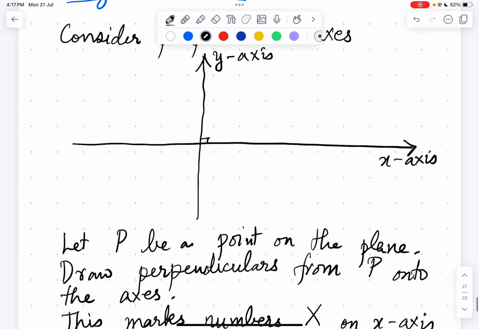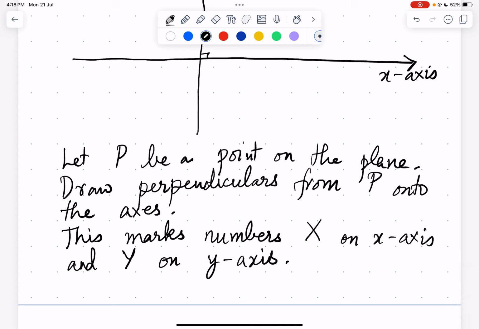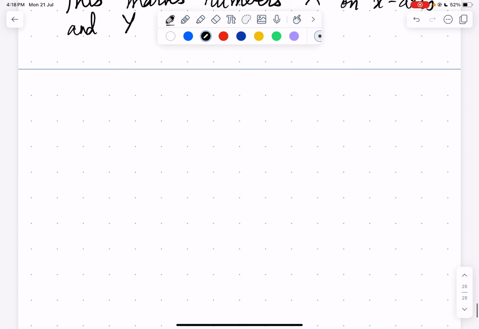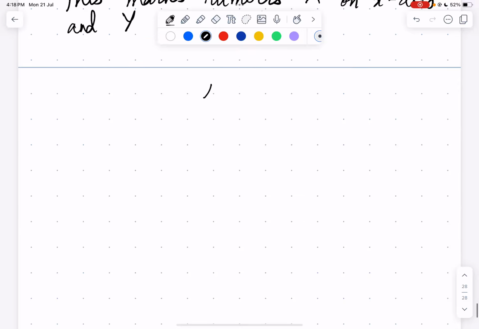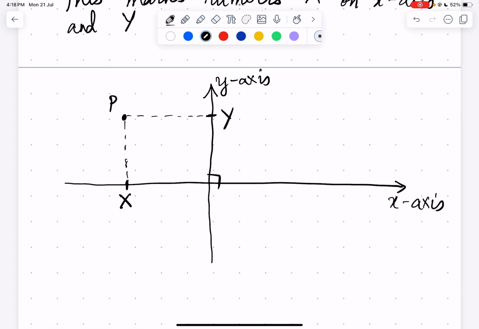So we are considering two perpendicular axes. Let P be any point in the plane. Given a point in the plane, we draw perpendiculars from P onto the axes. This marks numbers capital X on the x-axis and capital Y on the y-axis. So here's the picture. We are given the plane. We consider two perpendicular axes, x-axis and y-axis. And now given any point P in the plane, we can draw perpendiculars onto the axes, and this marks numbers capital X on the x-axis and capital Y on the y-axis.